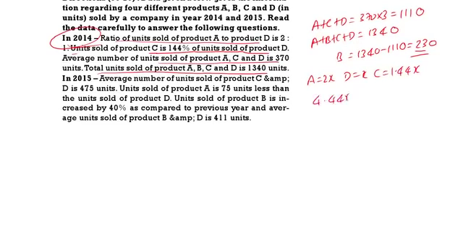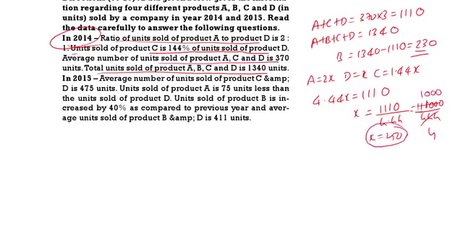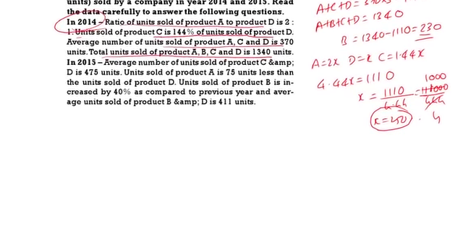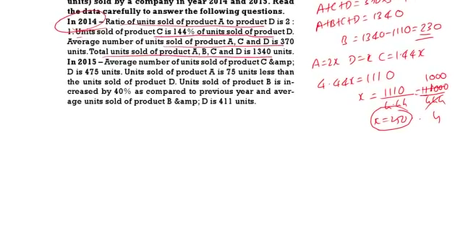4.44x is equal to 1110. So, how much we are going to get x value? 1110 by 4.44, this you need to calculate. 111 into 4, this is 1000. So x value is 250. How much x value we are going to get? 250. If you are going to get x value 250, then you draw one table. Because 2014 is there, 2015 is there. Now I am drawing one table. So A, B, C, D.